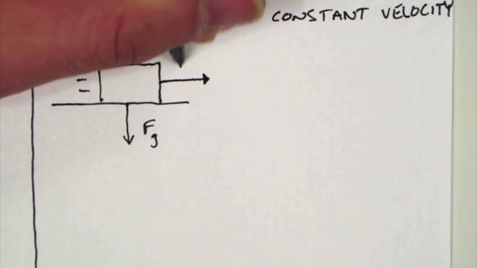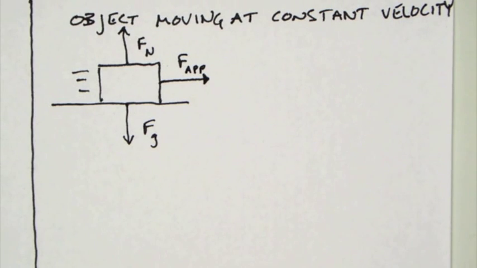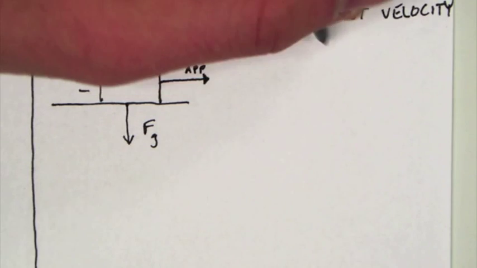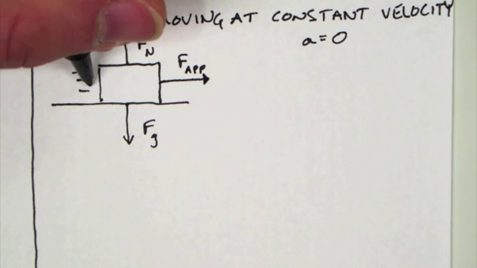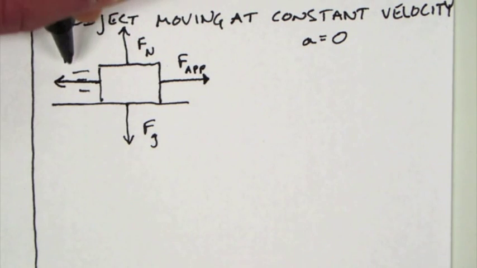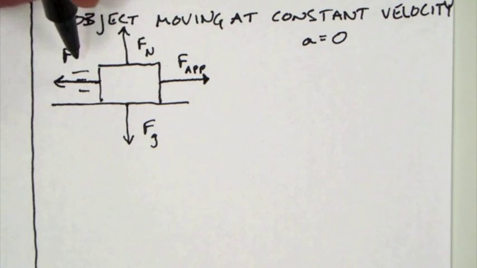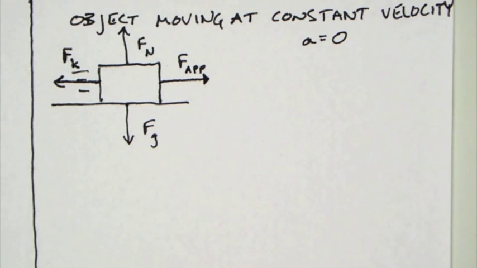In that case, we're going to call that the applied force. I assume that the applied force is going to the right here because of my neat little motion arrows over here showing that it's moving to the right. Well, if it's moving at a constant velocity, that means the acceleration is 0. Well, how can I have an acceleration of 0 if I have a force here? What this means is there must be another force going backward. And in this case, because it's on the ground, there is the force of friction. And because it's moving, it is the force of kinetic friction.